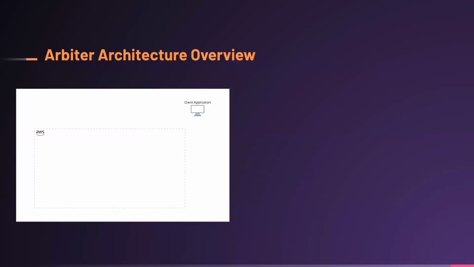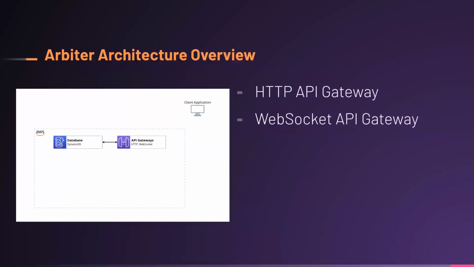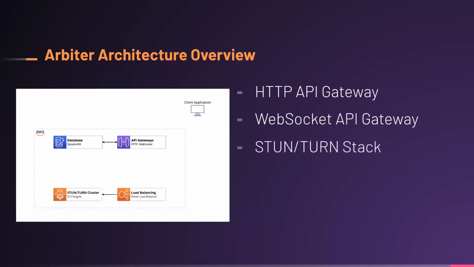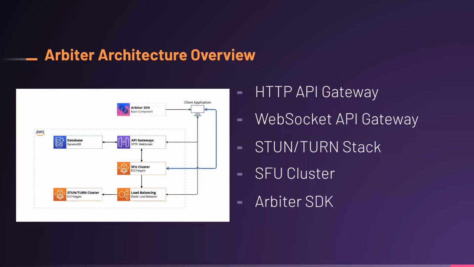So Arbiter consists of 4 major stacks: the HTTP API gateway to manage rooms, the WebSocket API gateway to facilitate the exchange of messages between client and SFU in that signaling process that we've discussed, the stun-turn stack for IP discovery and media relay, and then the centerpiece, the SFU cluster, which handles the forwarding of audio and video streams between clients. Finally, to tie it all together, we have the Arbiter SDK, which consists of a drop-in React component to make it easy for developers to integrate into their own applications.